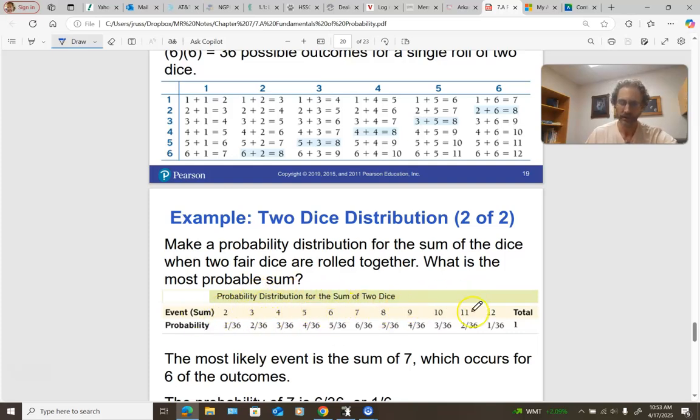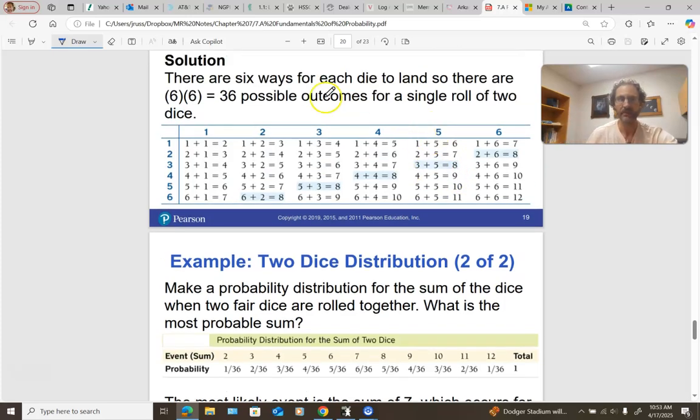So this is a probability distribution table right here. This shows you the probability of these different events. The probability of rolling a 4 is 3 out of 36. The probability of rolling a 9 is 4 out of 36. Some of these fractions haven't been reduced, but notice all these denominators are 36, and the reason is that there are 36 total outcomes.